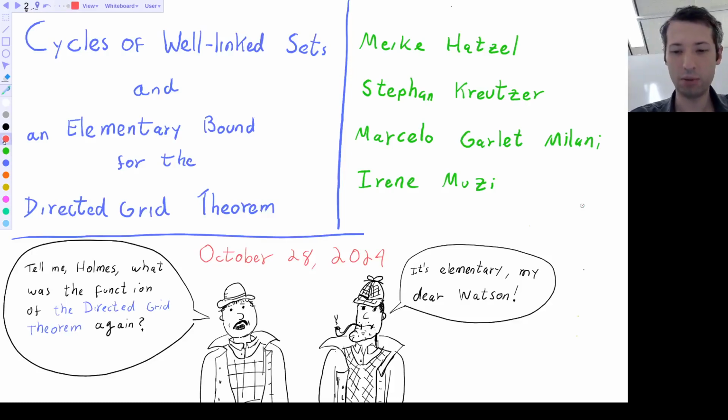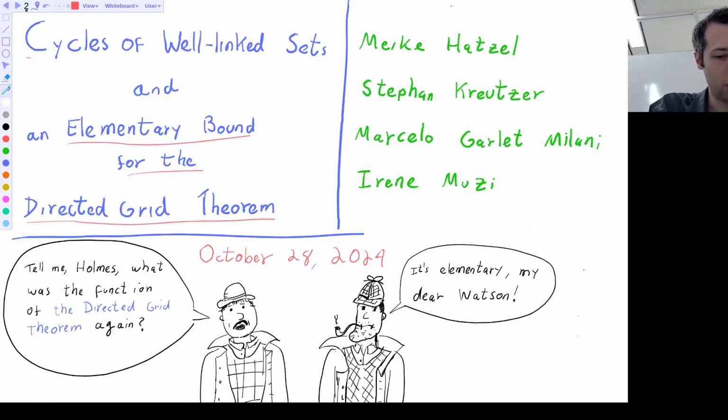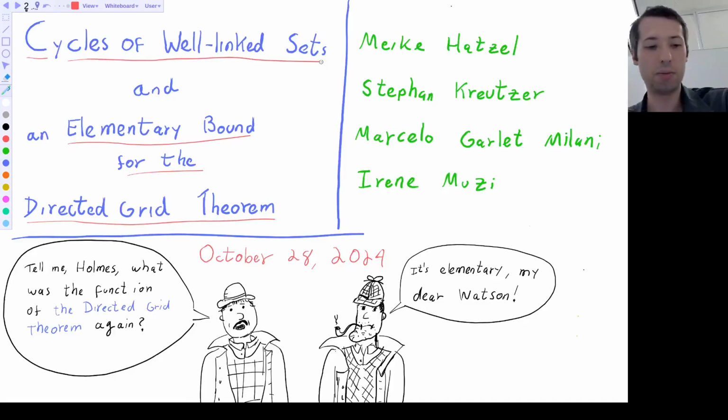Hello everyone, my name is Marcelo Milani, and I'll be talking about one of the main results of my PhD thesis, and that's an elementary bound for the directed grid theorem. I'll also be introducing a mathematical object which was used in order to obtain such an elementary bound, and that's what we call a cycle of well-linked sets. This is joint work with Meike Hatzel, Stephan Kreutzer, and Irene Muzi.